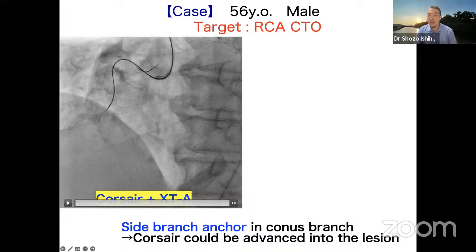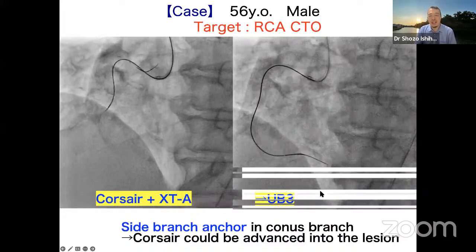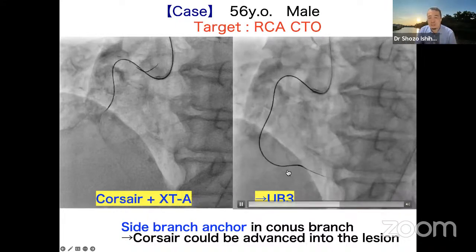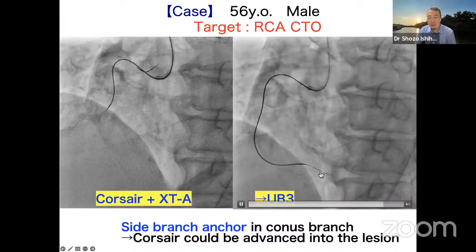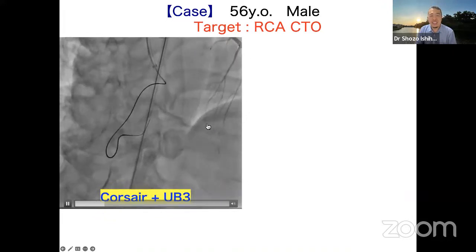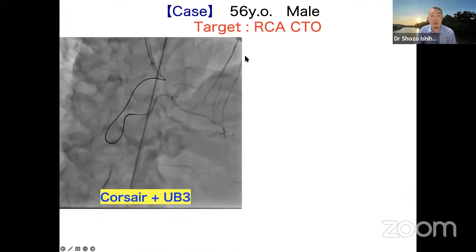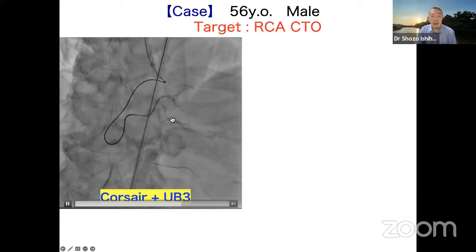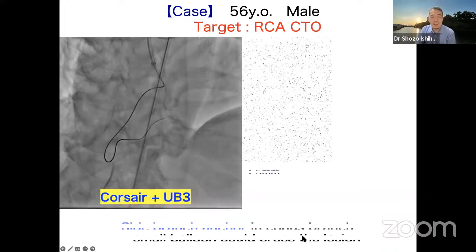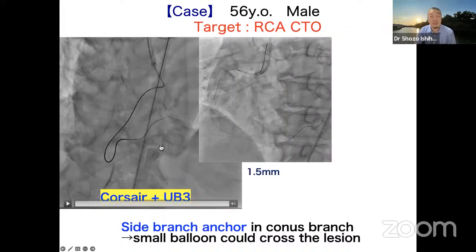For this purpose, balloon anchor technique is very important. Of course, using 8 French or using a more supportive guiding catheter is also effective, but this kind of anchor balloon is very important. And after advancing the microcatheter, I changed the wire to UB3, to control and also for intentional wiring. And we can visualize the distal path from the contralateral injection. Finally, like this, the wire advanced to the distal lumen.